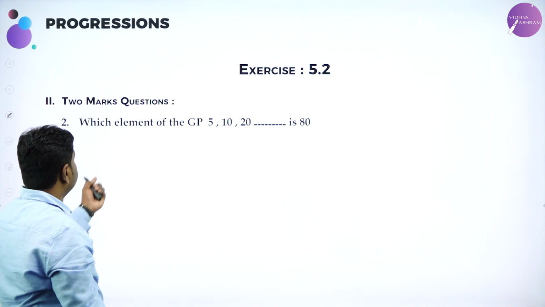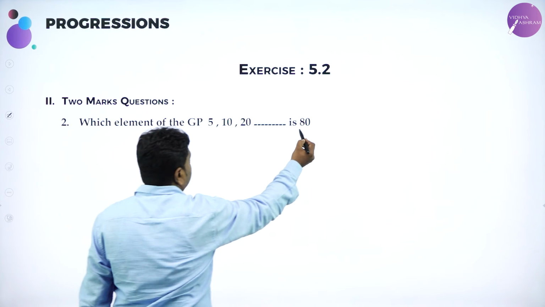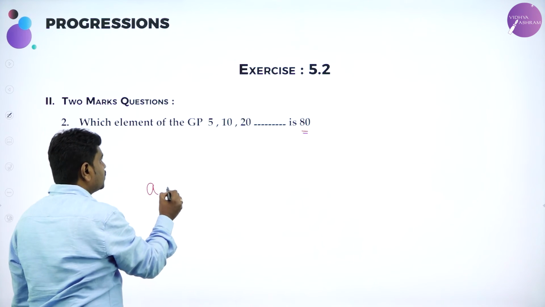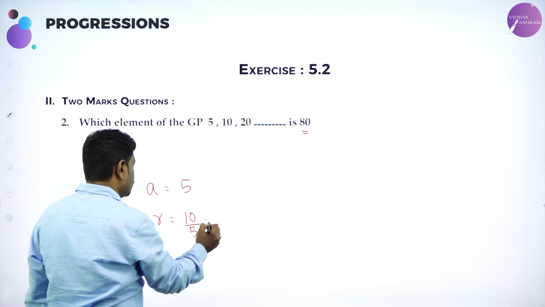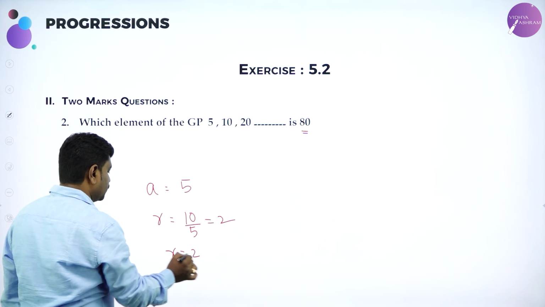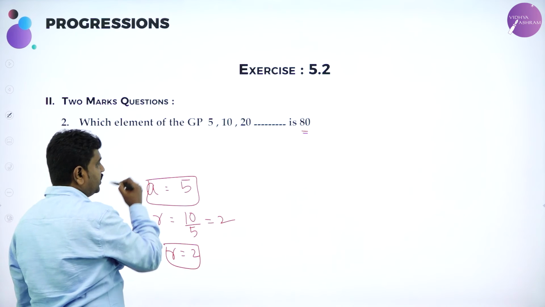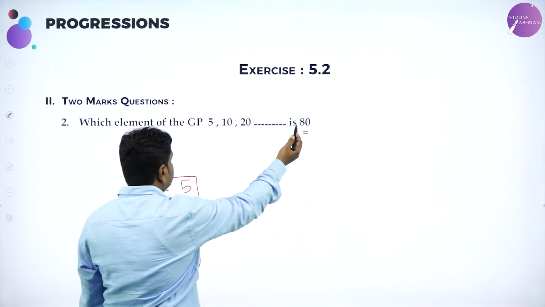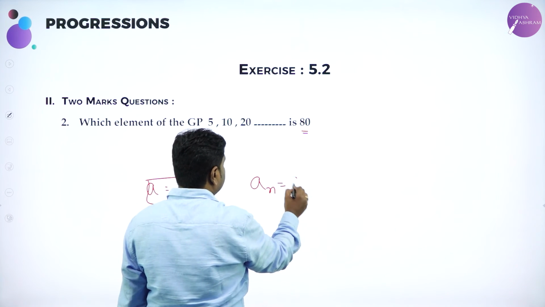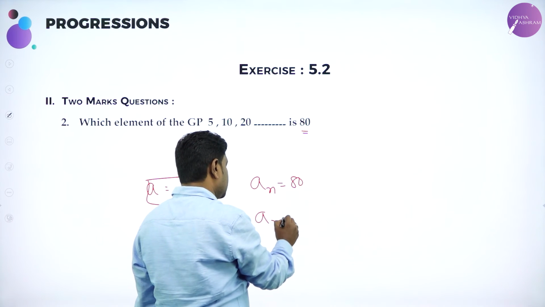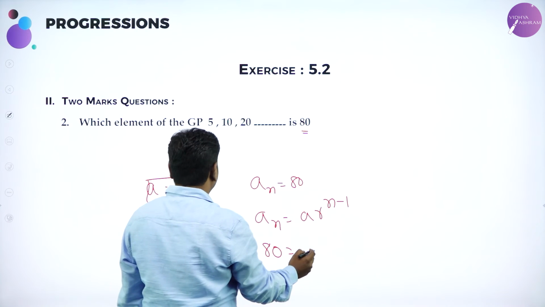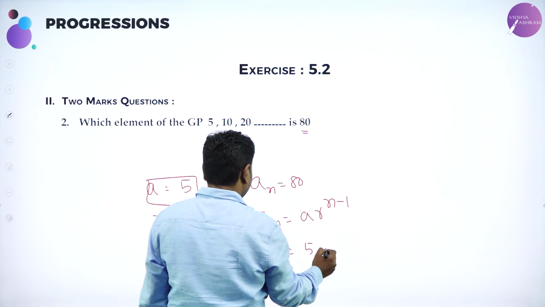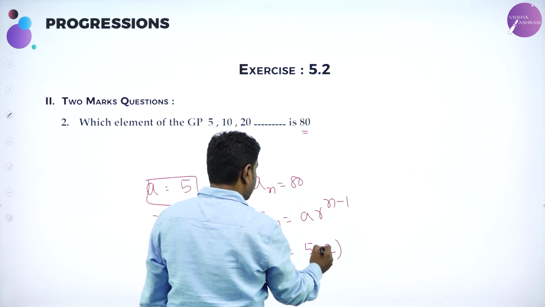Next, which element of GP is 80? Again, A, the first term, is 5. Common ratio 10 by 5, that is 2. Common ratio we got 2, and A, the first term, we got 5. And which element is 80? An is 80, they gave. You know the formula for An. What is An? A into r power n minus 1. In the place of An, they gave 80, and the first term they gave 5. R, we know the common ratio is 2, power n minus 1.